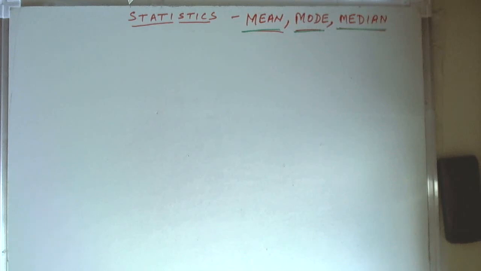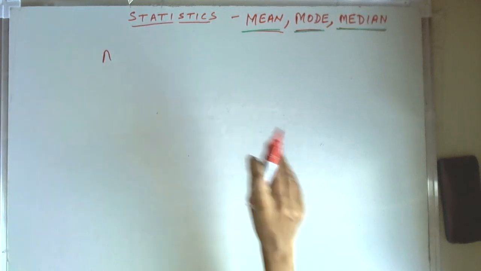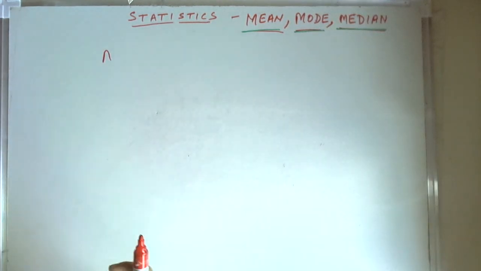In this video, we will learn what is mean, mode, and what is median. What are the differences among them, and also what is the purpose of these three statistical measures. We will continue with our earlier example, where we were talking of height of students.